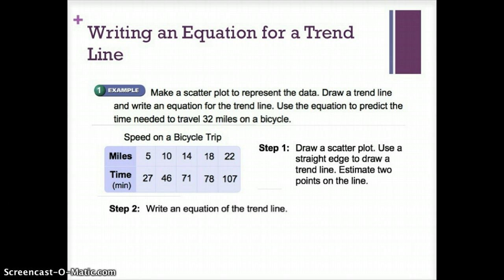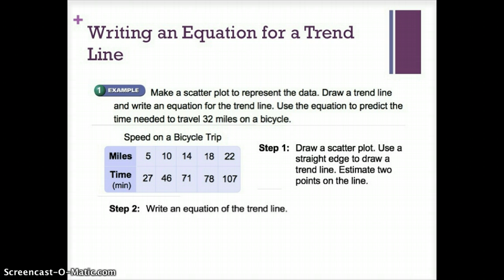All right, we're going to look at a scenario first where you're going on a bicycle trip and you're biking a certain number of miles, and then the time is here. And what I want you to do is make a scatter plot to represent the data and then draw a trend line and write the equation for the trend line. And then we're going to use the equation to predict how long it's going to take to go 32 miles on your bicycle. So the first thing that I want you to do is go ahead and graph this.